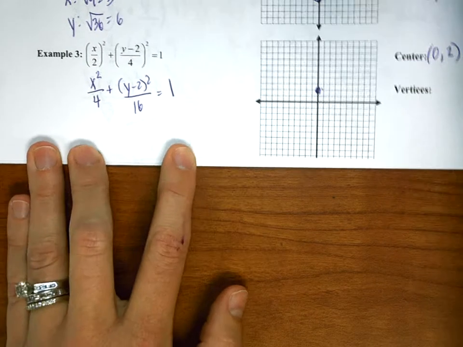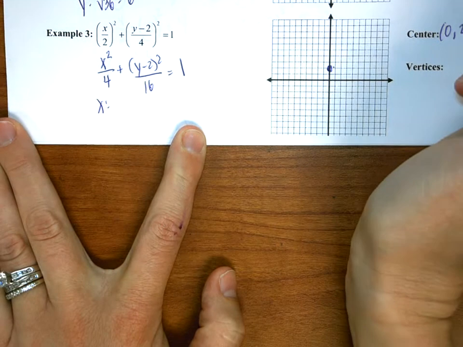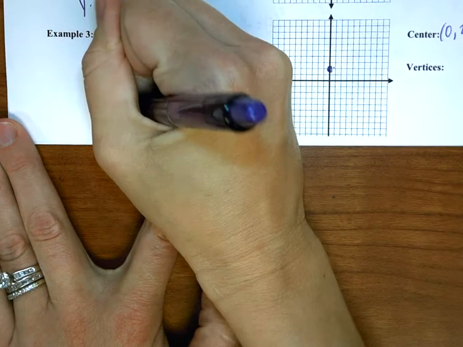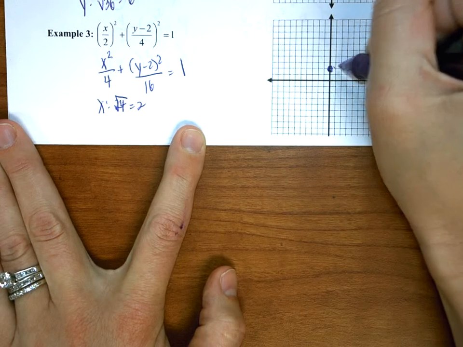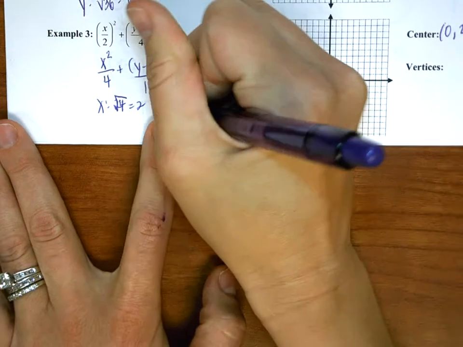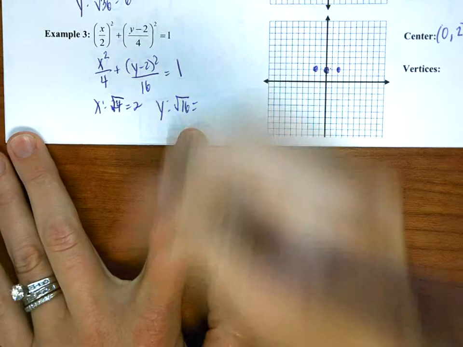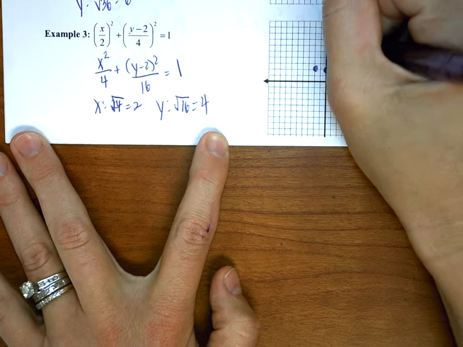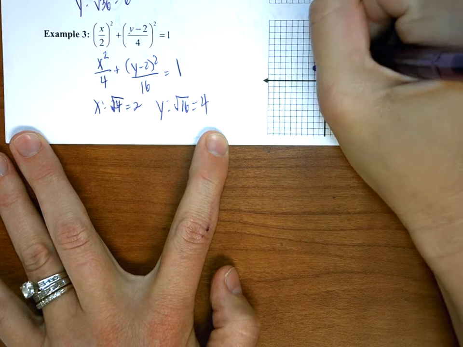So for my x value, how many am I going to go in each direction? 2. Okay? Because we did the square root of 4 equals 2. So in the x direction, from here I'm going right 2 and left 2. For my y, it's the square root of 16, which is 4. So we're going up 4 and down 4. And then we can draw our ellipse.